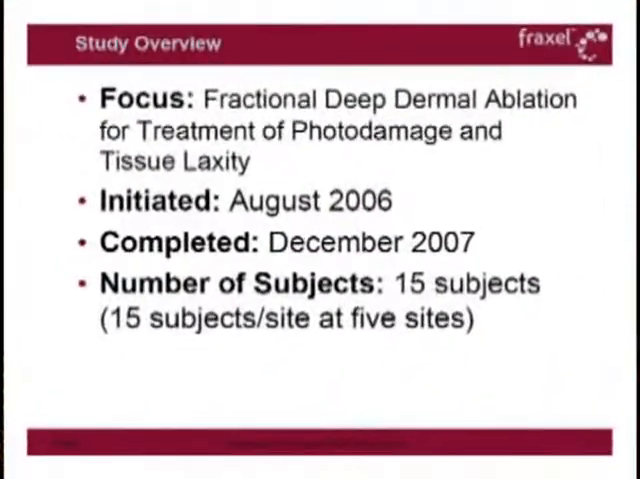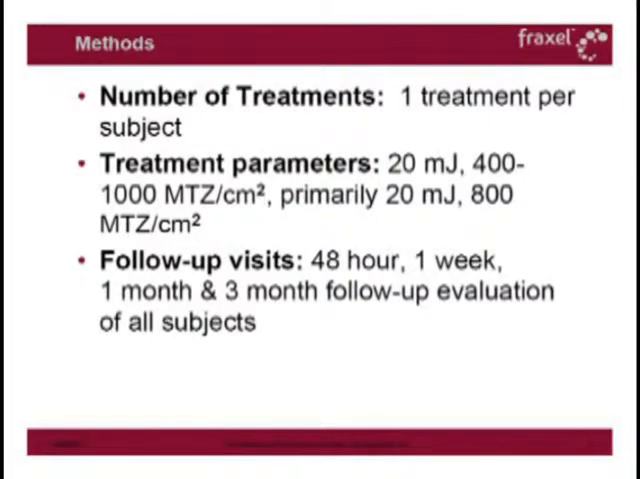Now, we started this study in August 2006. We completed it in December. We treated 15 subjects, face and neck. We gave one treatment per subject, and I was very interested in what Roy showed, in that when he did more treatments, he got quicker healing and, of course, better effects. We used 20 millijoules at 400 to 1,000 microtreatment zones, and we did 2 passes, so basically we were doing 800 microtreatment zones per treatment. We had follow-up visits at 48 hours, 1 week, 1 month, and 3 months for all the subjects.